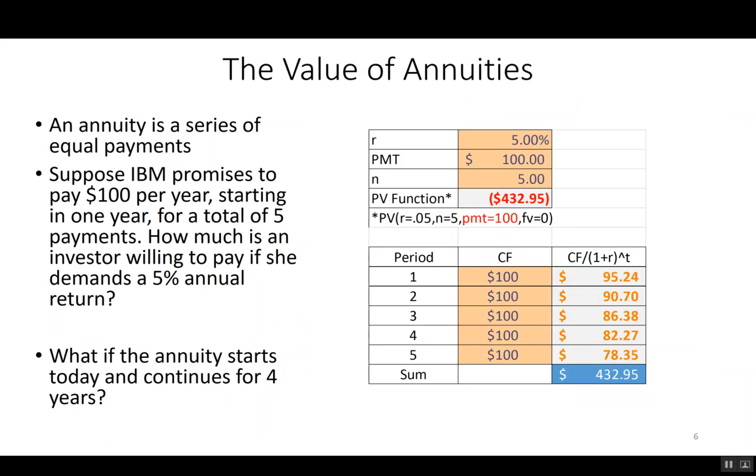So now what we're going to do is talk about annuities. An annuity is a series of equal cash flows. So for example, IBM promises to pay you not just $100 next year, but $100 per year starting in 1 year for a total of 5 payments. So the cash flows are going to be 100, 100, 100, 100, and 100. So we say that's a 5-year annuity of $100. And say you demand a 5% rate of return. So how we're going to solve that is we're going to use a spreadsheet solution and also use Excel's functions.